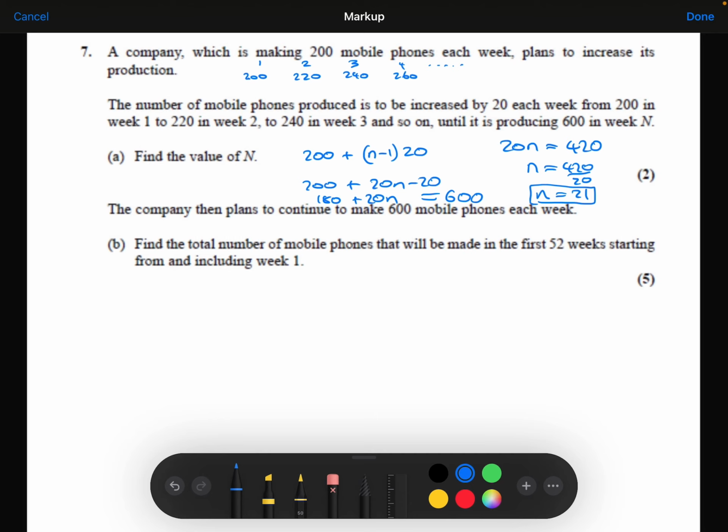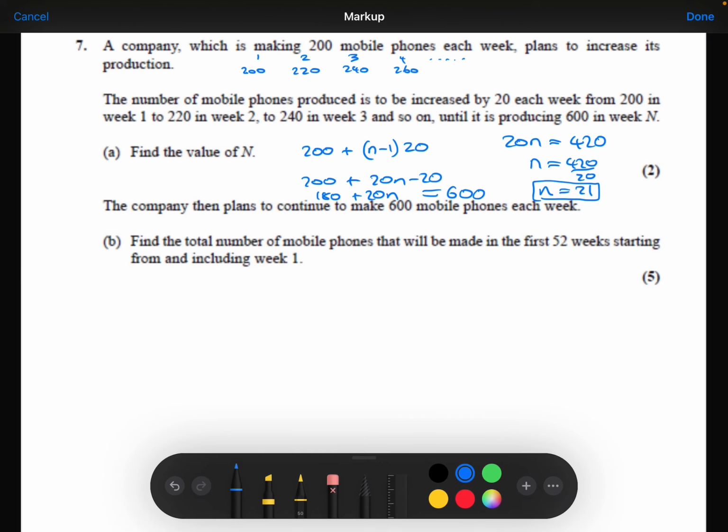The company then plans to continue to make 600 mobile phones each week. Part B. Find the total number of mobile phones that will be made in the first 52 weeks starting from and including week 1. So the total.